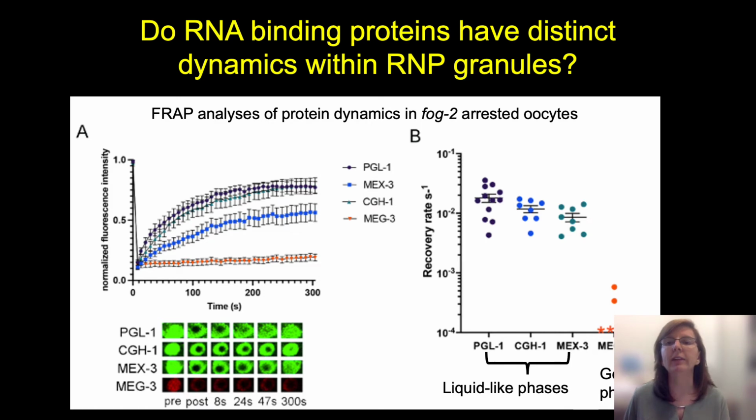To better understand these large RNP granules in arrested oocytes, we've recently used several functional assays to characterize four different RNA-binding proteins, and our FRAP analyses, which are shown here, indicate that PGL1 and CGH1 have very liquid-like properties, with very fast or rapid recovery rates after photobleaching. In contrast, MEX3, which is shown in blue here, has slightly slower dynamics, and MEG3 appears to be more gel-like with very slow or no recovery at all, and that's shown in red here.